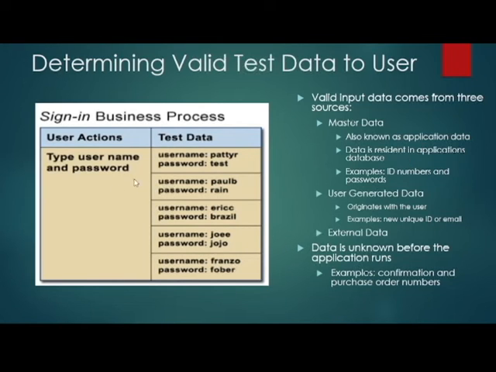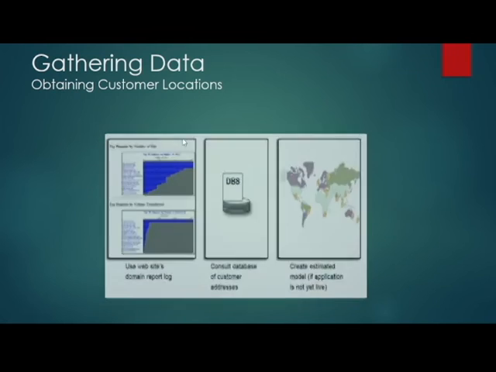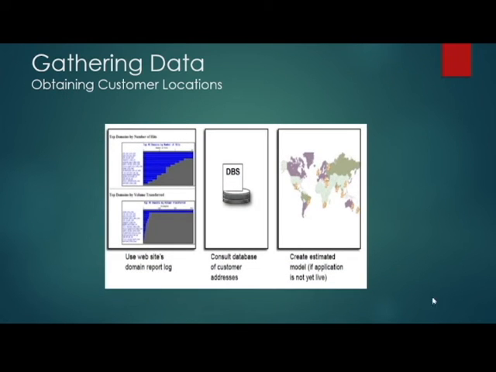User-generated data originates from the user. Example is a new unique ID or email. External data: data is unknown before the application runs. Examples: confirmation and purchase order numbers. Gathering data, obtaining customer locations. Use websites, domain report log, consult database of customer addresses. Create an estimated model if the application is not yet live.